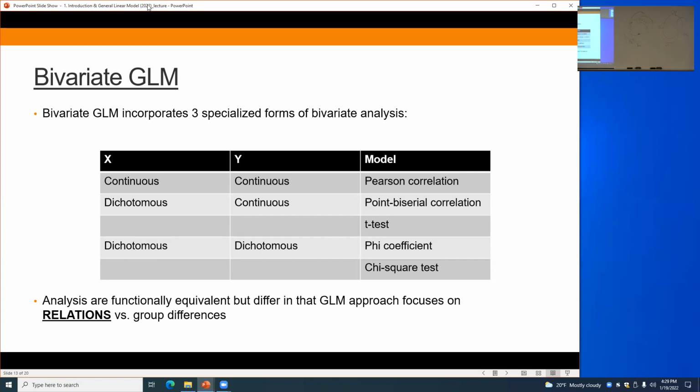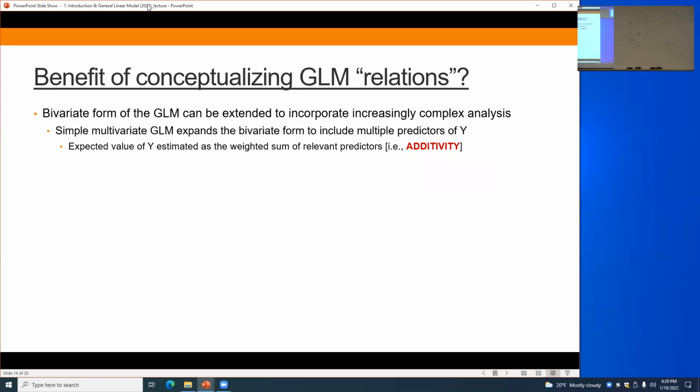And next week we'll go through and start to get into some of this stuff: the benefits of conceptualizing this generalized linear model as relations. Part two is we start to add more variables in. It starts to become easier to say this is the relation between x and y, this is how x and y are associated, x1, x2, x3, those types of things.